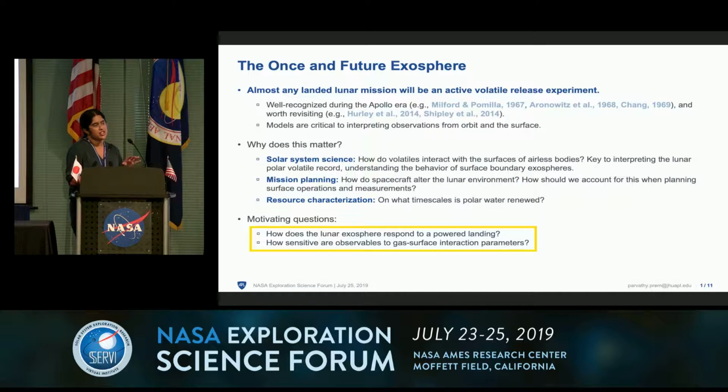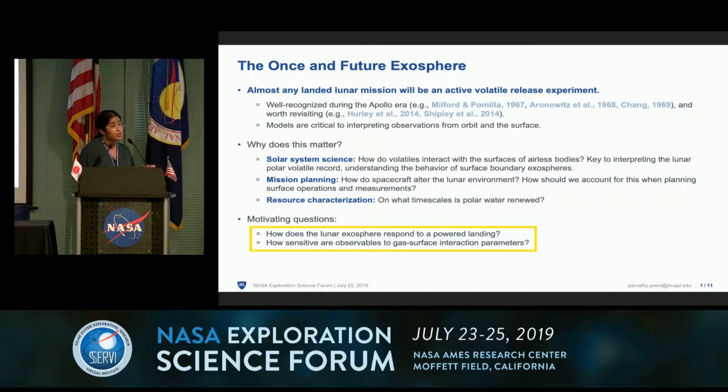And this question of how volatiles interact with the surface of an airless body is something that has a much broader implication for solar system science. In general, the most common kinds of exospheres in the solar system are those that are just barely there, and the lunar exosphere is the closest and one of the most interesting places to study those gas surface interactions. The interaction of volatiles with the surface is also critical to answering some of the outstanding questions we have about the processes that have written the lunar polar volatile record over time.